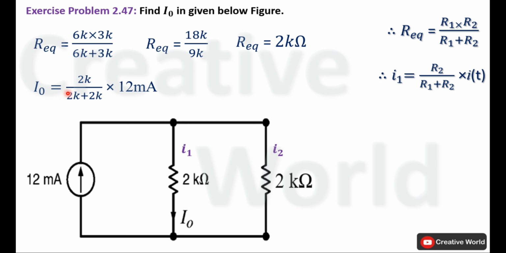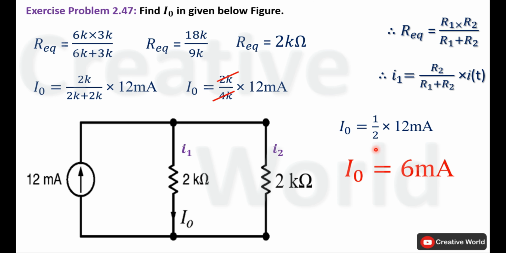I0 is equal to 2K divided by 2K plus 2K multiplied by 12 milliampere. Here instead of I1, I have taken I0 because we are interested in calculating the value of I0, that is equal to I1. Now solve this equation. Take the sum of both resistances. The equation will become 2K divided by 4K multiplied by 12 milliampere. Now this 4K will cancel out with 2K. The equation will become I0 is equal to 1 divided by 2 multiplied by 12 milliampere. Now divide 12 milliampere by 2. The value of I0 will become 6 milliampere. So the value of current I0 inside this branch is 6 milliampere.